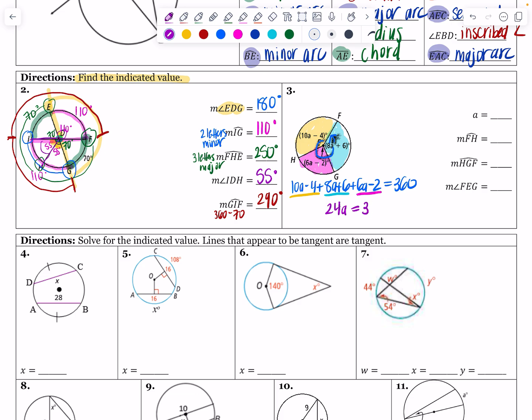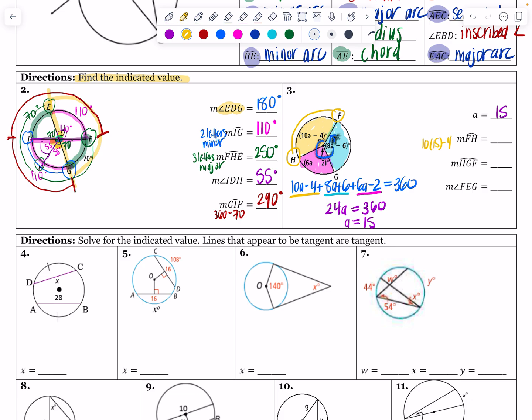So if 24a equals 360, how do I solve for a? Well, we're going to divide by 24 on both sides. So 360 divided by 24 is going to give me 15. So a is 15. And now they just want me to go back and find some of these arcs or angles. And so how do I find arc FH, starting at F, going to H? Again, that's minor. I'm going to plug that in. That's going to be 10 times 15 minus 4.